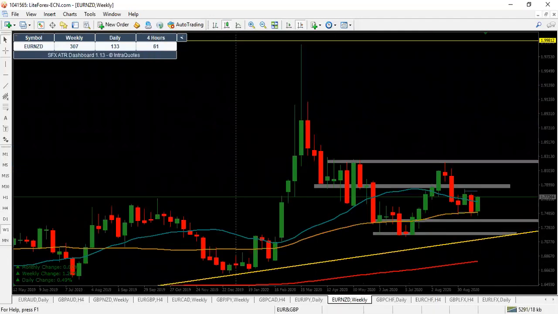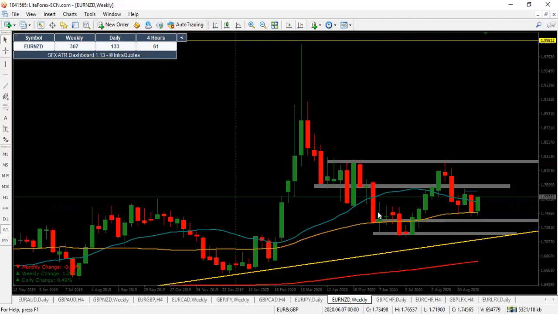Currently at the moment we have a setup here on the EURGBP. I want to also point out something to everyone: we have two types of market, either the risk on market or the risk off market. During risk on sentiment, the risk on pairs tend to go up, which are the AUD and NZD. The CAD is a commodity pair.